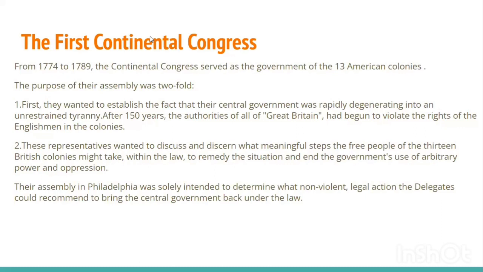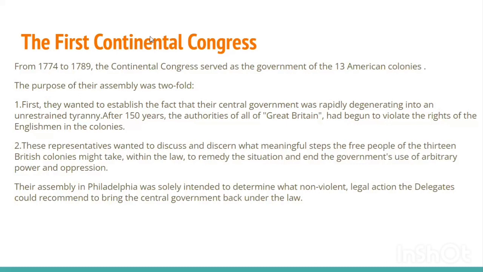That is, first they wanted to convince the British authorities that whatever you are doing is not in favor of the Englishmen who are staying in these colonies. And second thing, they wanted to discuss among themselves and bring out a solution. But remember, they wanted to work within the constitutional framework. Similarly, even the moderates in India did whatever work they were doing within the constitutional framework.